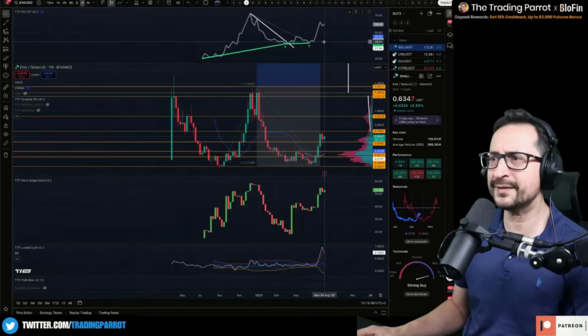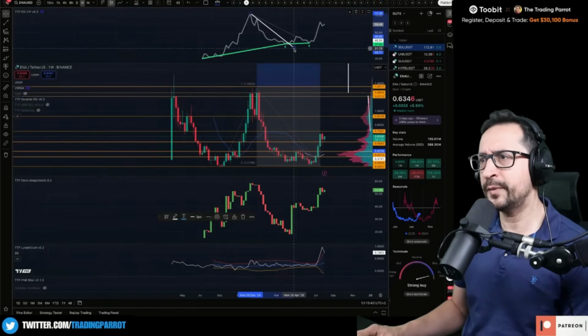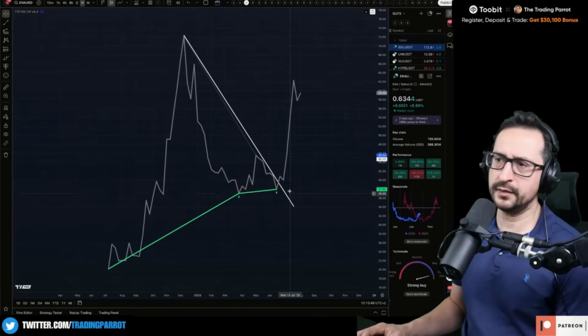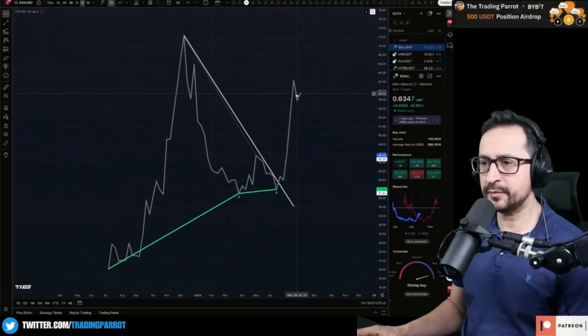Let me see the RSI. So we got that layer of breakout, and we got one that is more relevant to where we are now, which is that one like this. It's a layer 2, and it's playing out pretty nicely.